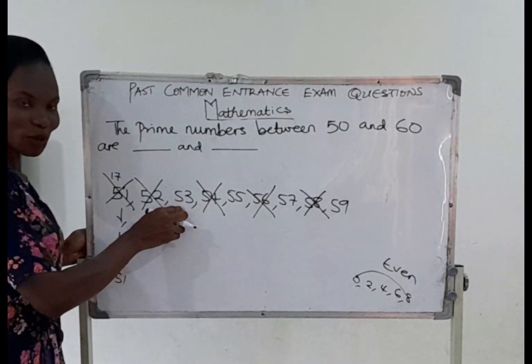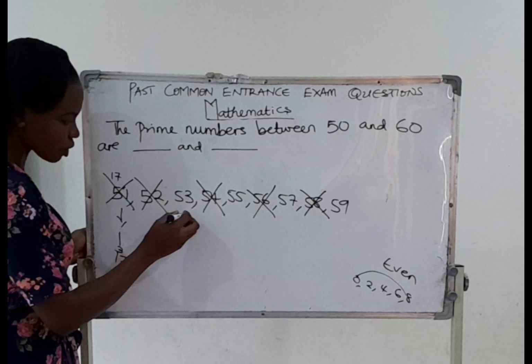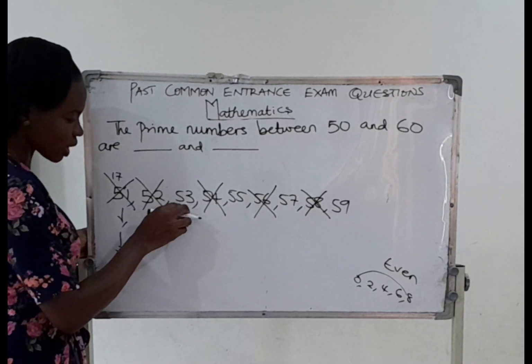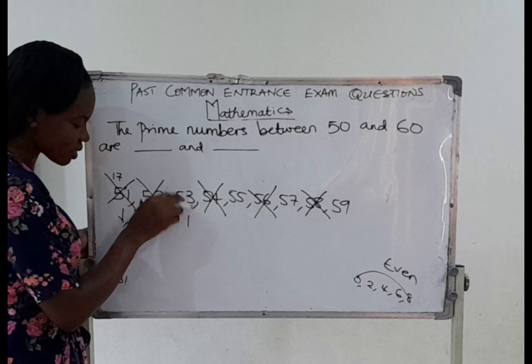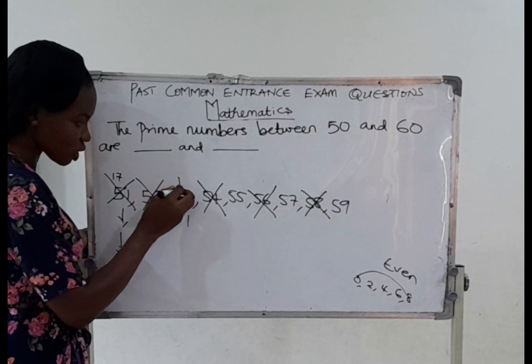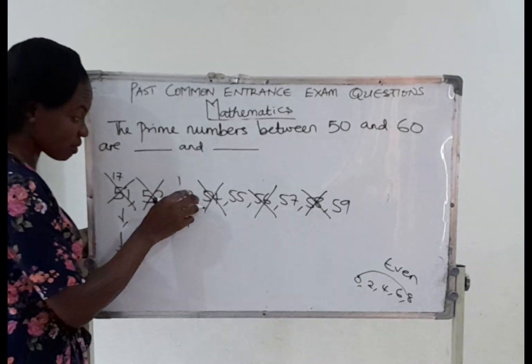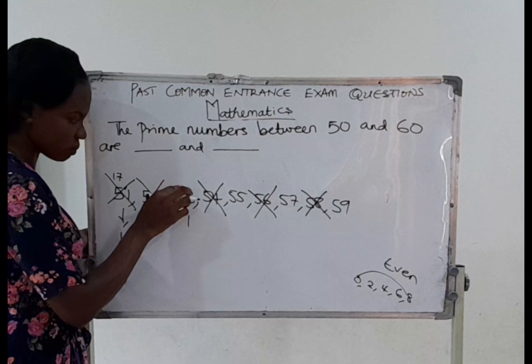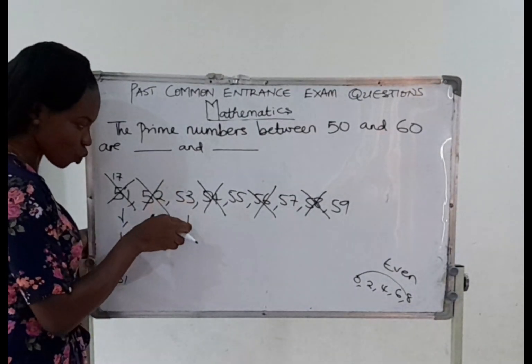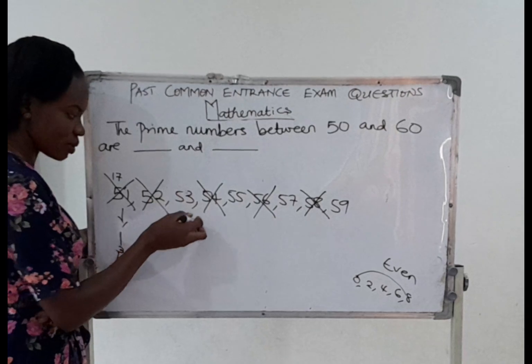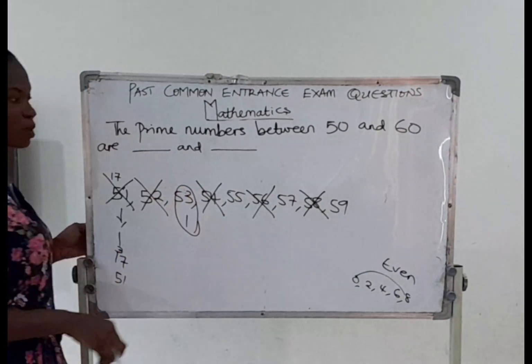Let's go to 53. Of course it has 1. Can 2 go? No, because it's not an even number. What of 3? 3 divides this once, remainder 2, put it here, 23. Can 3 divide 23? No. What of 4? 5? So no number can divide this 53 except 1 and itself. So this one qualifies to be a prime number.